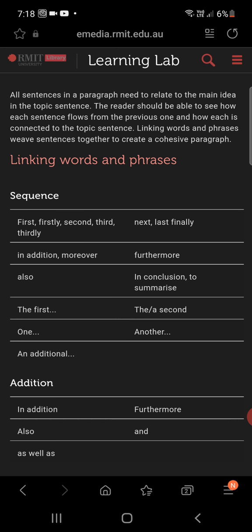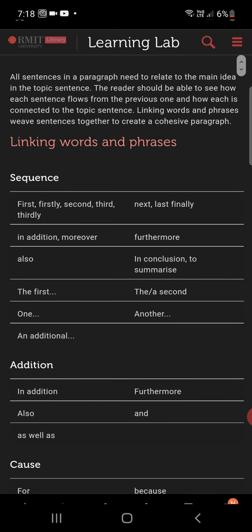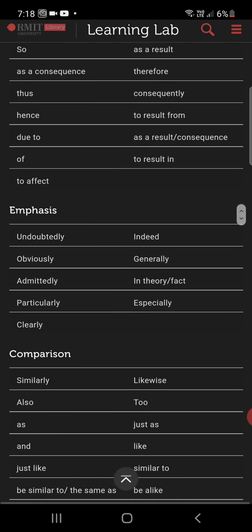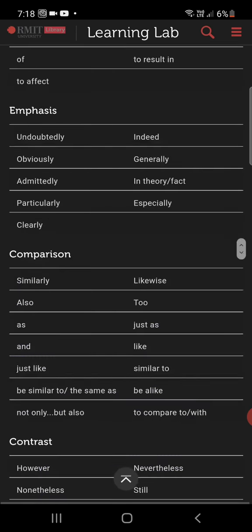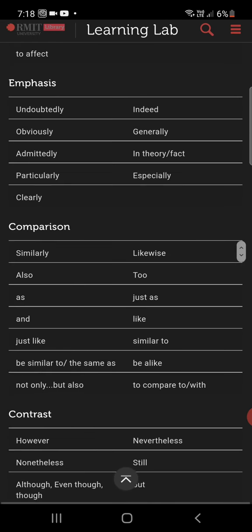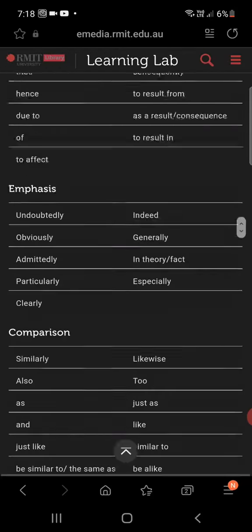So next is last finally. I see last finally is in addition. I see in addition is moreover. So I'm just connecting words together. But that's how you actually read this whole guideline over here. I mean, do you see this guideline? That's how you read this whole guideline, and that's what you have to do to get smarter.